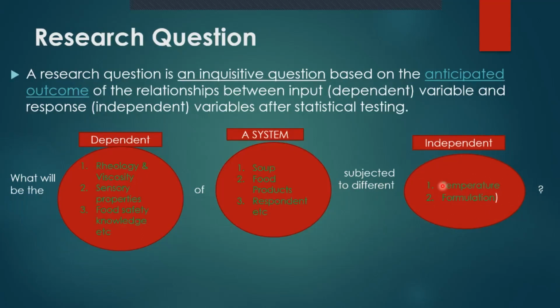So this one is a research question about a cause-effect relationship between variables. It's a good example of a research question that relates to a cause-effect relationship between dependent and independent variable. So you are probing the phenomenon related to the dependent variable, in this case the rheology. You are investigating the rheology. So what would be the rheology? You are asking the question on the dependent variable. The phenomenon that you are investigating is tied to the dependent variable in cause-effect relationships.